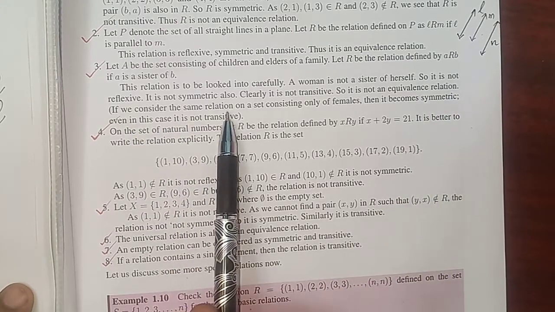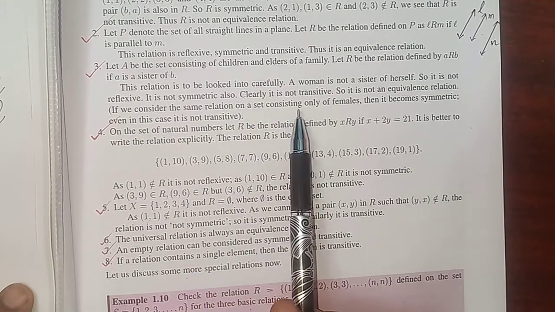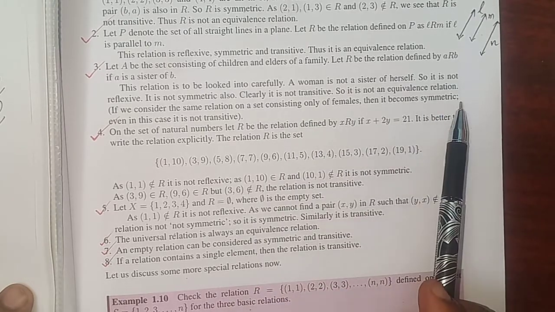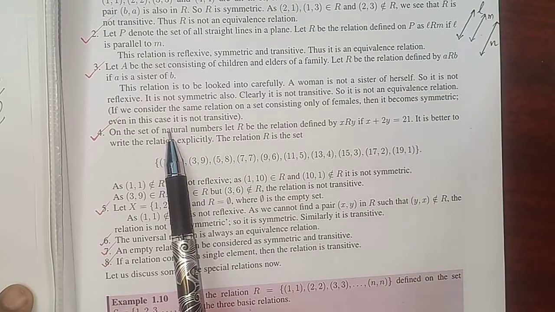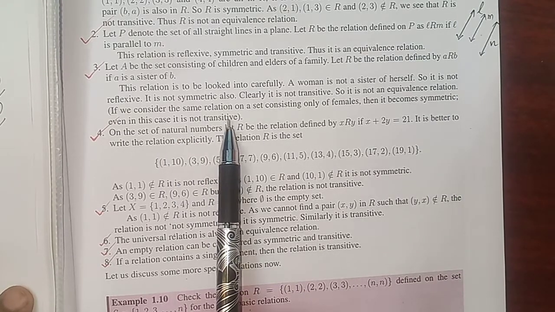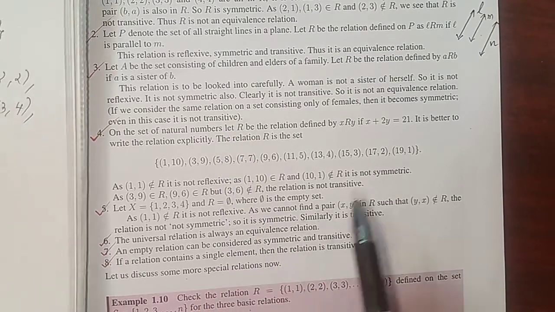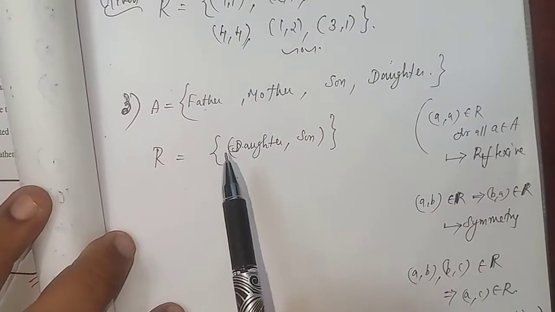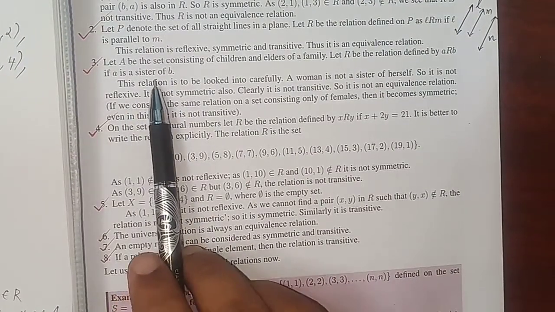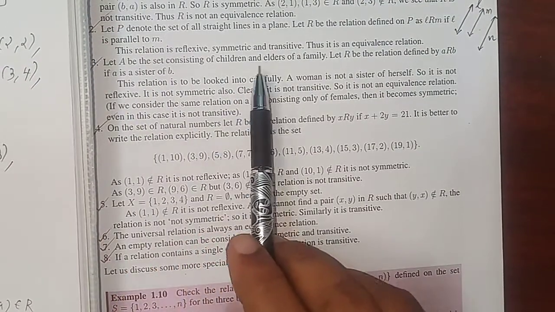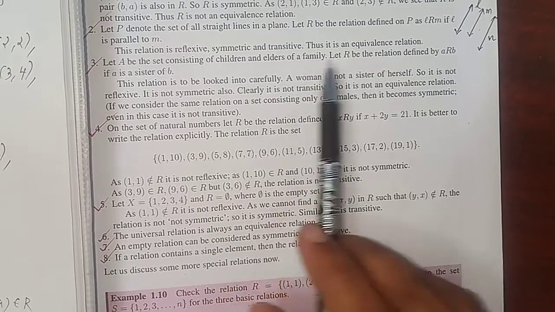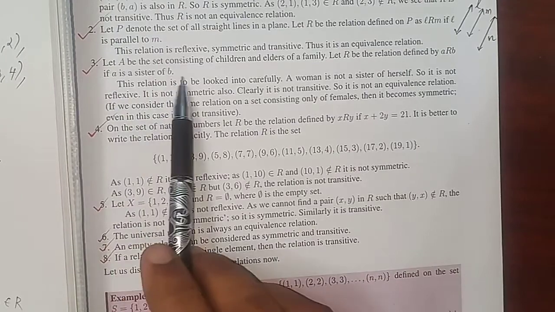Suppose we consider the same relation on a set consisting only of females, then it becomes symmetric. Even in this case it is not transitive. I give an example, listen carefully. Here, children and elders of a family are given, and the relation is "sister of".